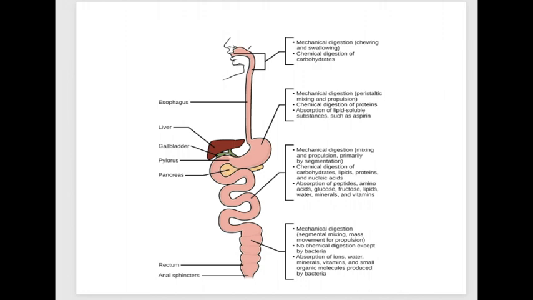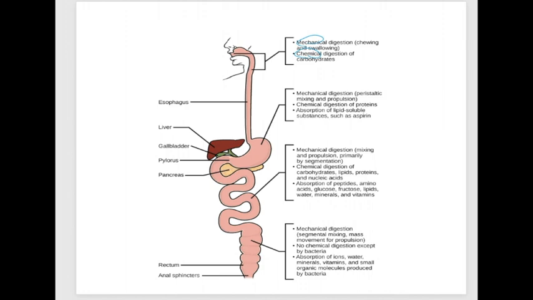We have two parts to the process of digestion. So we have mechanical digestion and we have chemical digestion. That's what this slide is about, and this just tells us exactly what is happening on the mechanical side versus what is on the chemical side.